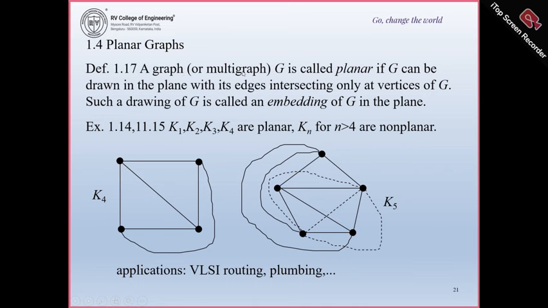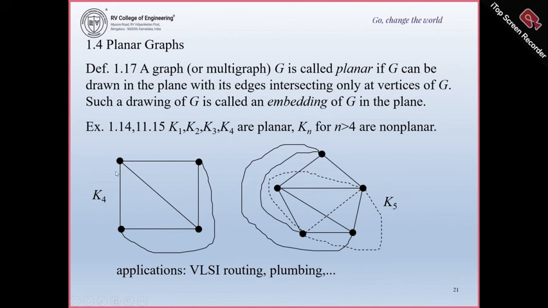Next is a planar graph. A graph is called planar if G can be drawn in the plane with its edges intersecting only at the vertices of G. Such a drawing of G is called an embedding of G in the plane.